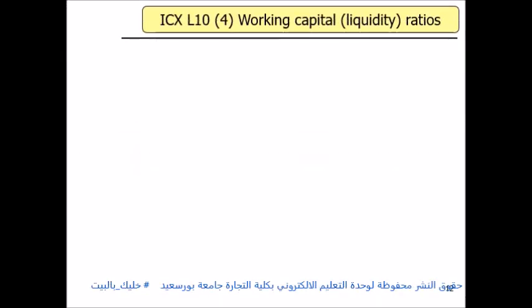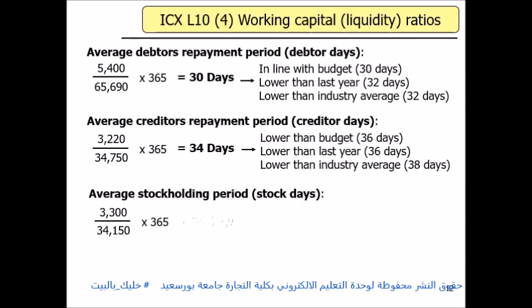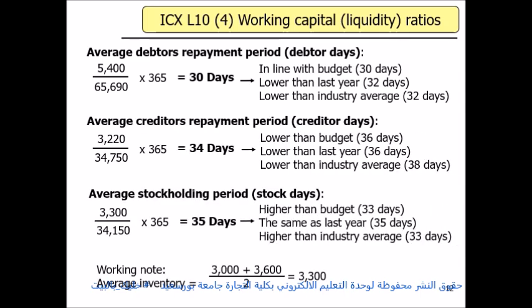In in-class exercise 4, he calculates the three main liquidity ratios. The first is the average debtor repayment period, which is equal to 30 days. How does he calculate the 30 days? It's equal to closing receivables divided by sales multiplied by 365. So it's 30 days, which is in line with the budget or the expected, and lower than last year and lower than the industry.